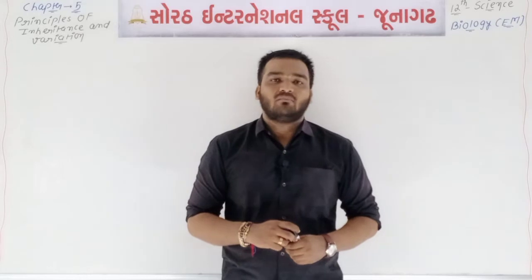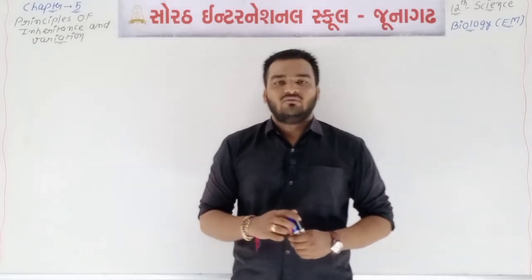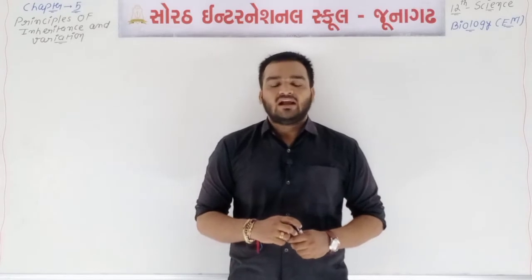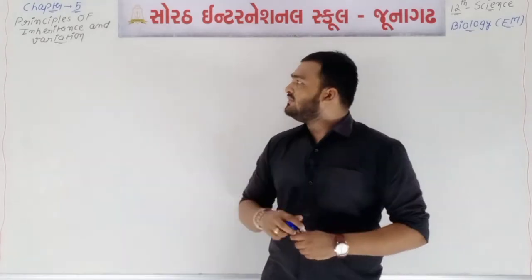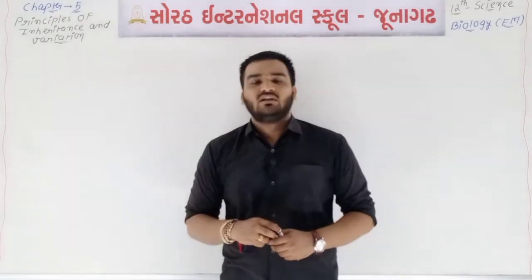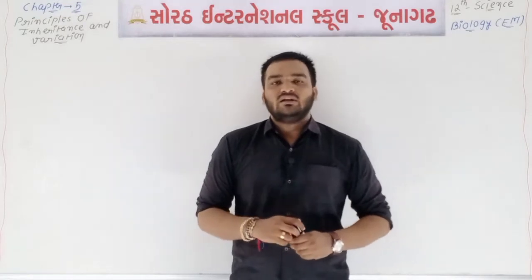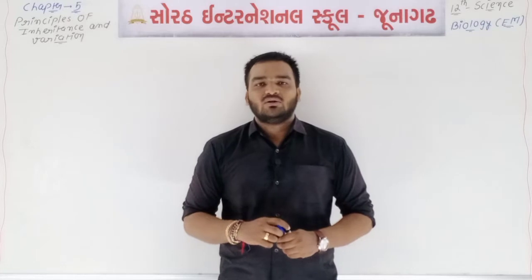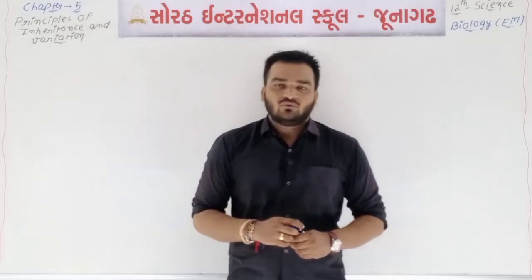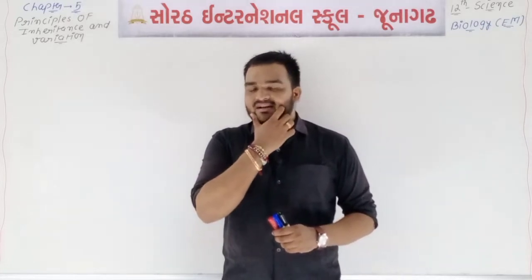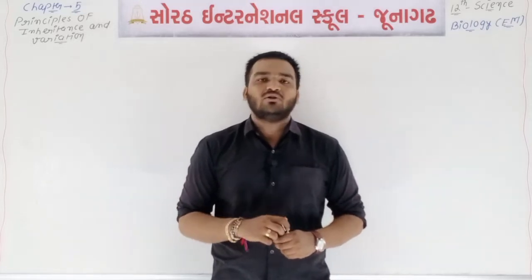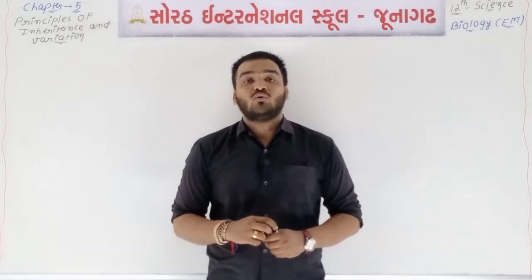We are learning biology, and in biology we are learning genetics, chapter number 5. The title of chapter number 5 is Principles of Inheritance and Variation. In previous lectures, we have completed the monohybrid cross. You know that Mendel did the monohybrid cross, and with its help we are able to understand the inheritance of one gene.